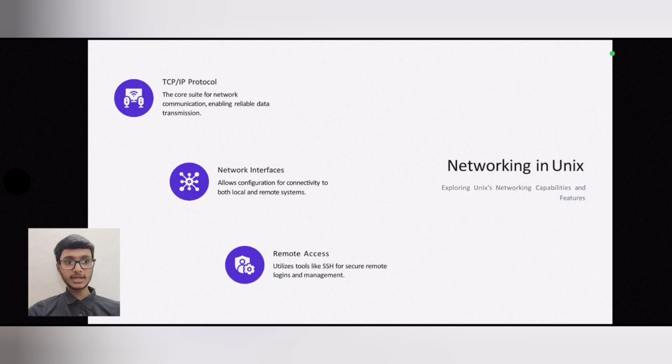Networking in Unix. Unix networking is based on TCP/IP protocol, network interfaces, and remote access. TCP/IP protocol is a core suite for network communication, enabling reliable data transmission. Network interfaces allow configuration for connectivity to both local and remote systems. Remote access utilizes tools like SSH for secure remote logins and management.